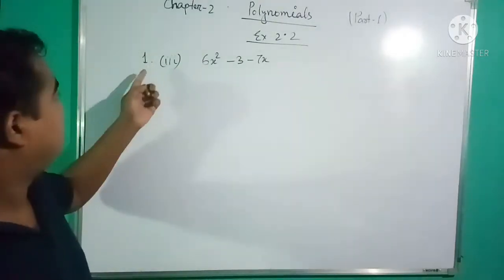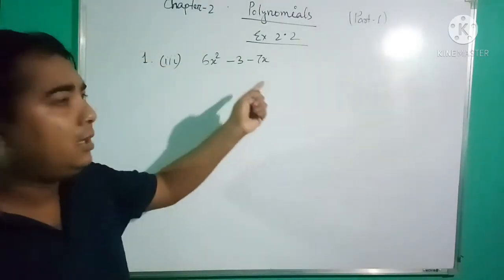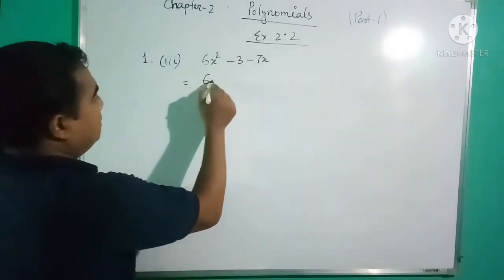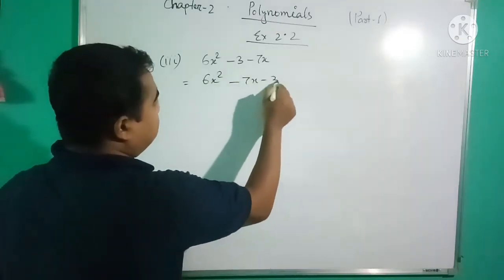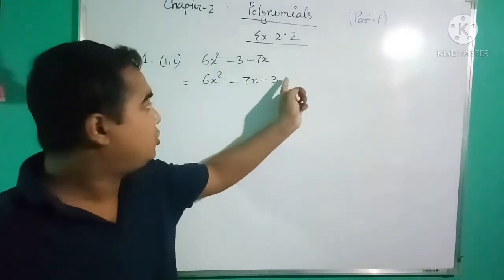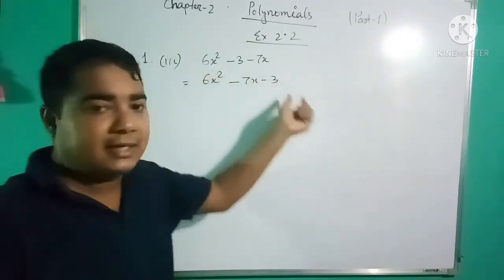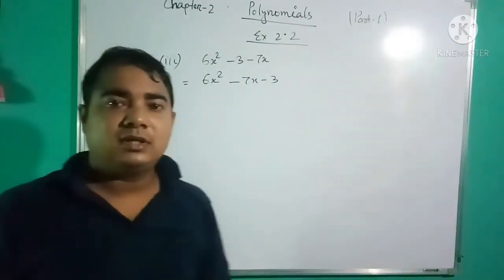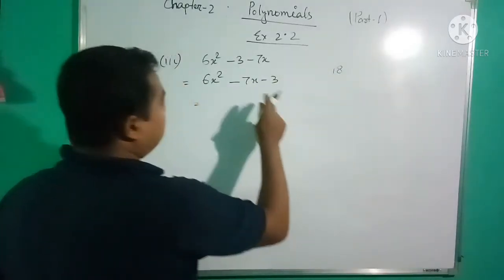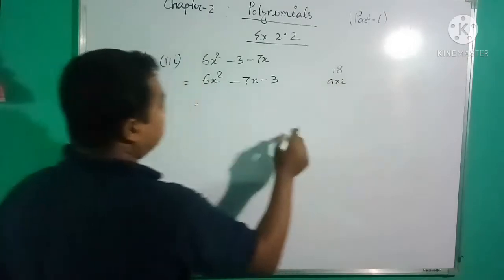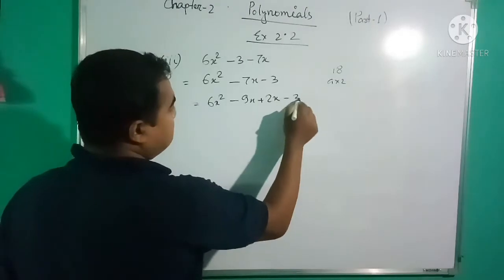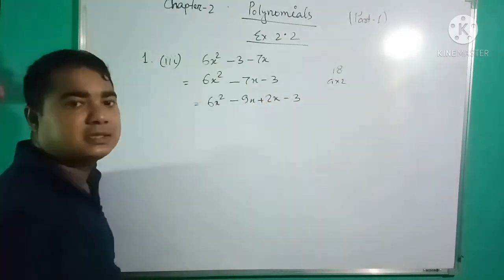Now 2.2, question number 1, Roman number 3. See the polynomial 6x square minus 3 minus 7x. So at first write in power descending order. 6x square means x power 2, and here x power 1, and then the constant with x power 0. Okay, now factorize it according to the splitting method. 6 times 3 is 18, so 18 needs 2 factors, so 9 into 2. Therefore 6x square minus 9x plus 2x minus 3. Minus 9 plus 2, answer minus 7.